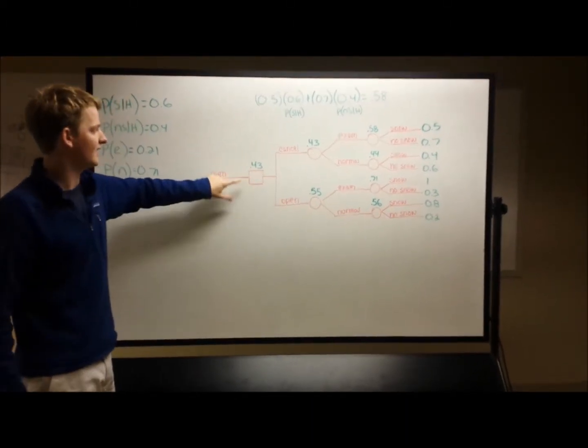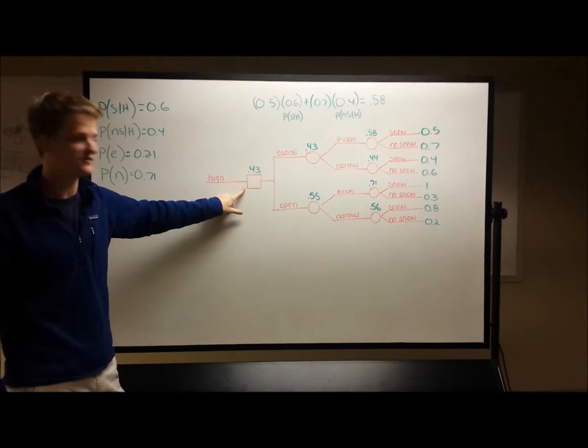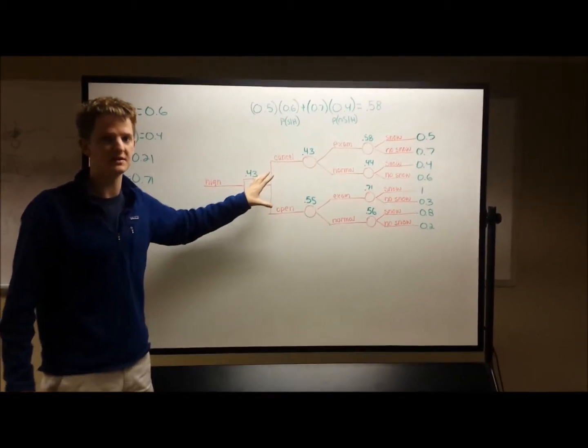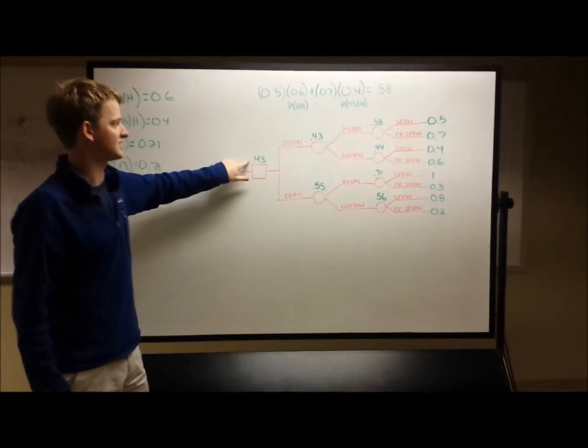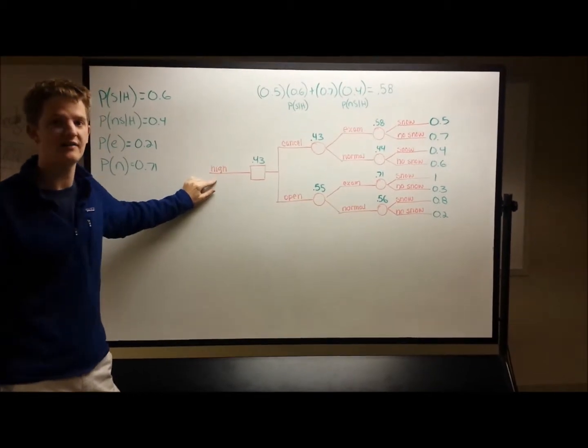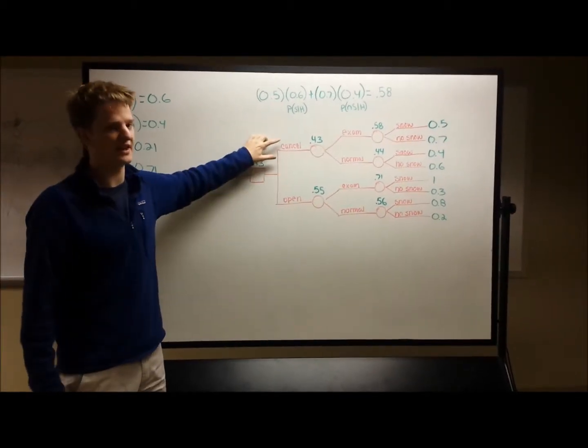And finally, for decision nodes, we're going to choose the lowest value out of the 2 options that we have because that has the least impact on the school. So that's 0.43. So if there's ever a high forecast, the school should cancel school.